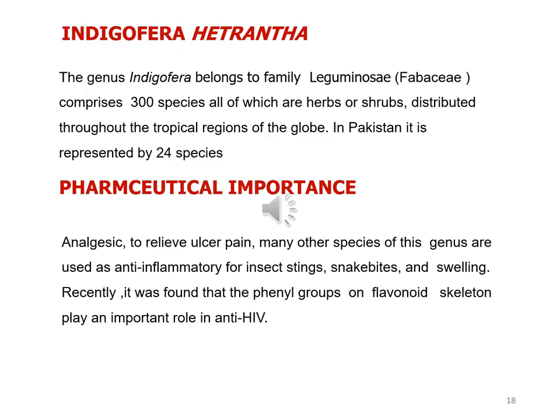When we look at the pharmaceutical importance of this plant, we observe that it is used as an analgesic to relieve ulcer pain. Many other species of this genus are used as anti-inflammatory for insect stings, snake bites, and swelling. Recently, it was found that the phenyl groups on the flavonoid skeleton play an important role in anti-HIV activity.